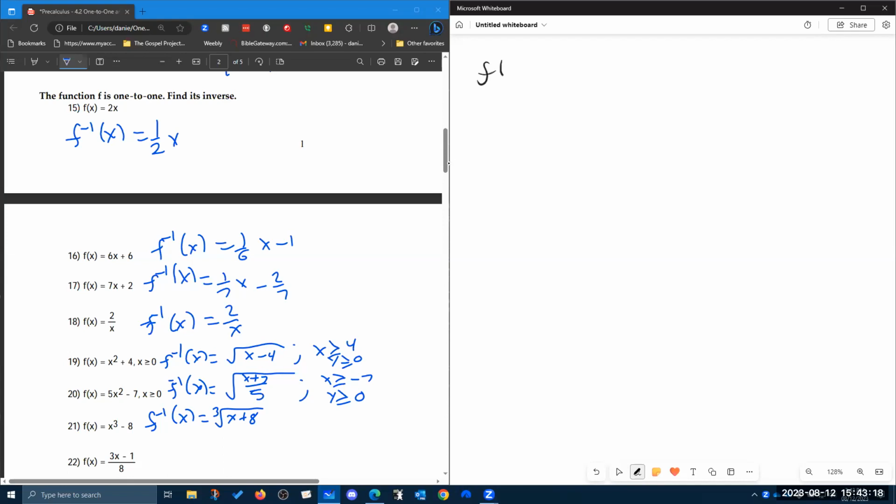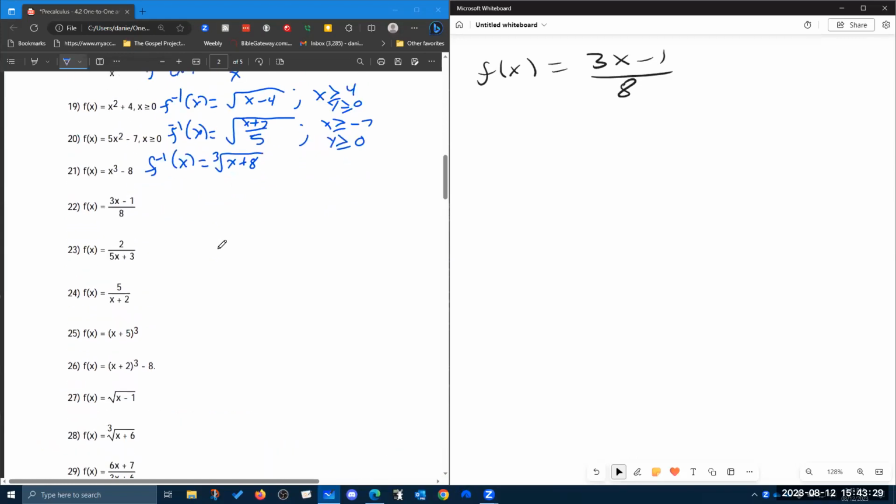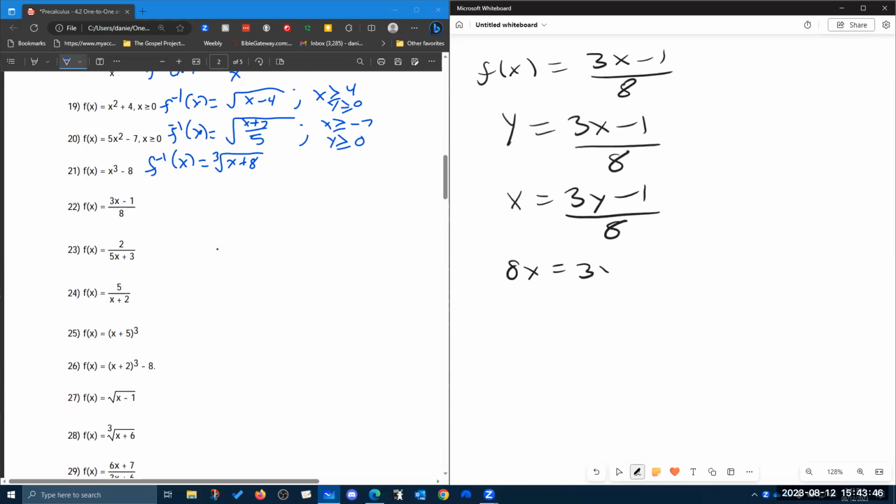Number 22: f of x equals 3x minus 1 over 8. So I'm going to make y equals that, and I'm going to switch x and y. 8x equals 3y minus 1. 8x plus 1 equals 3y. Y equals 8x plus 1 over 3. I'm going to replace that like so.